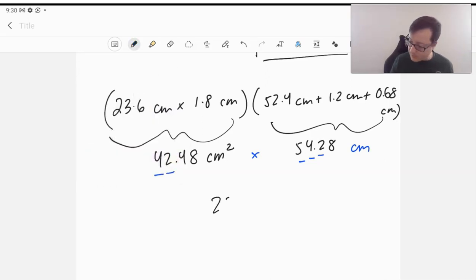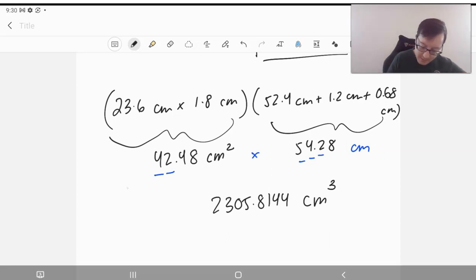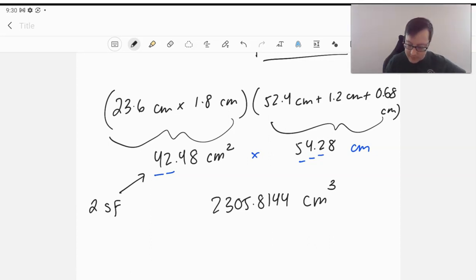We get 2305.8144 cm cubed this time. Cm squared times cm cubed. We have to look at what operation we just did. We just did a multiplication, which means we need to now follow multiplication rules. This number should have 2 sig figs. This number should have 3 sig figs if we had rounded them, but we're not going to. And since our last operation was multiplication, we want to pick the smallest number. So we will want to round this number to 2 sig figs.